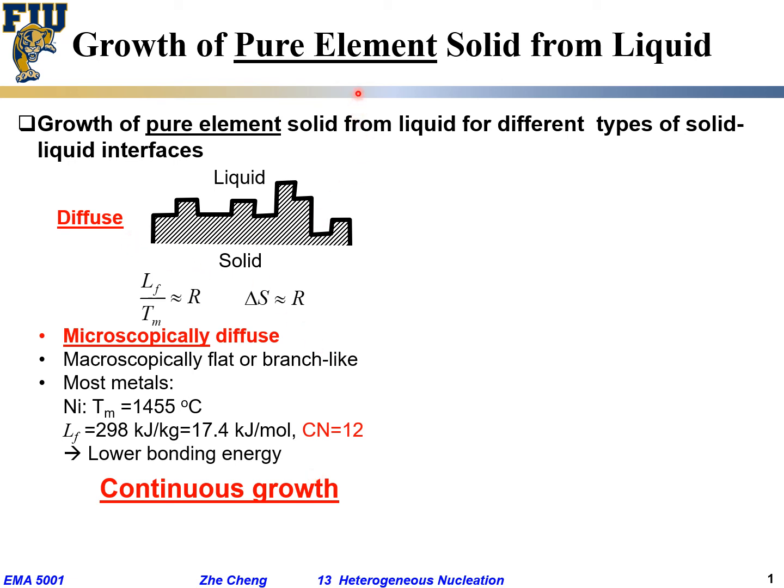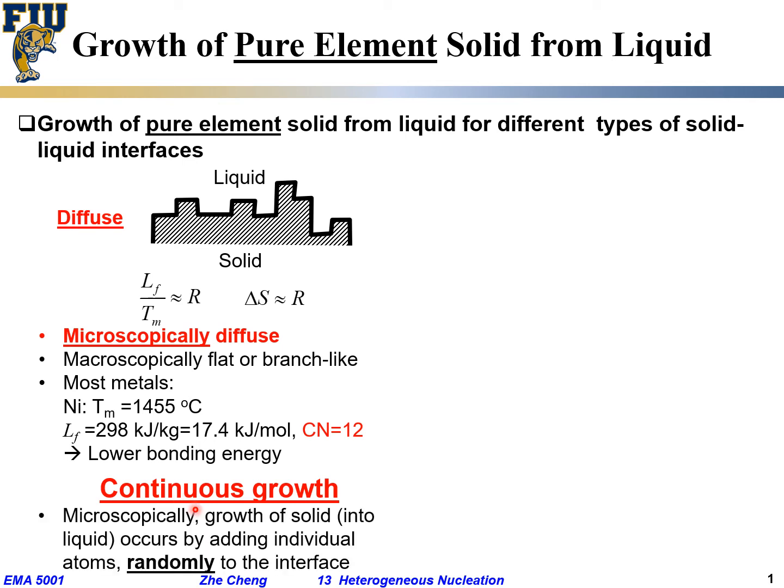The growth of solid nickel from liquid nickel would be so-called continuous growth. By continuous, we mean at atomic scale we are randomly adding atoms across the interface. It can happen here, here, here, pretty randomly, but also pretty uniformly. Okay, the growth of solid into the liquid by adding individual atoms randomly at an interface.